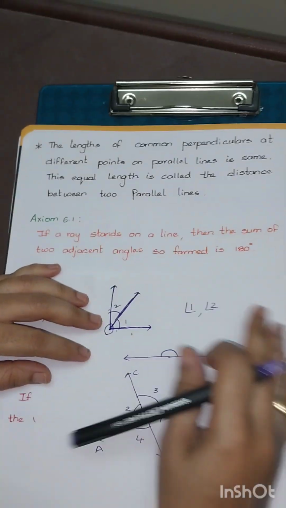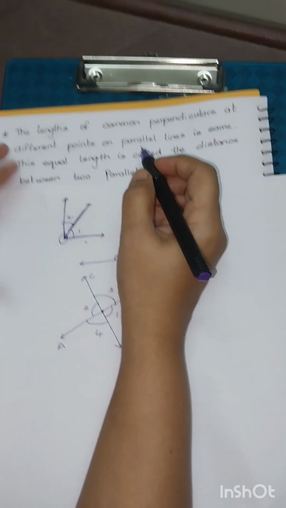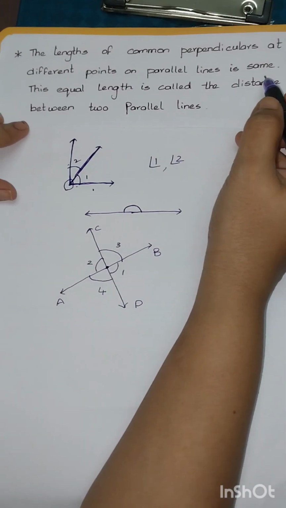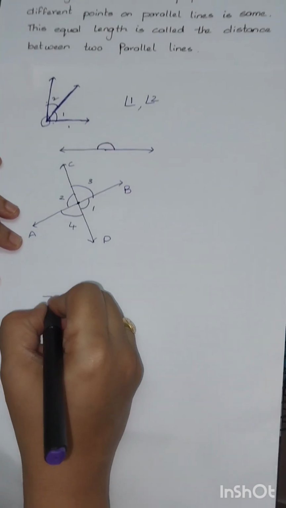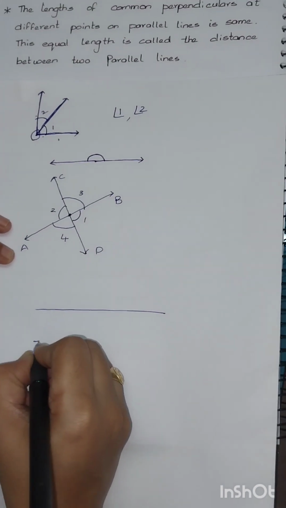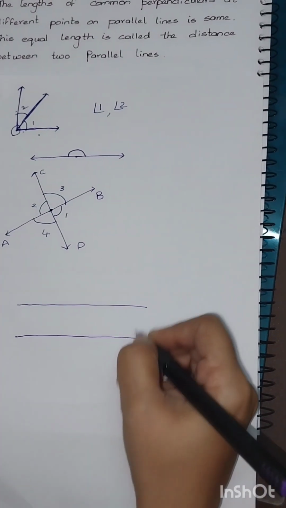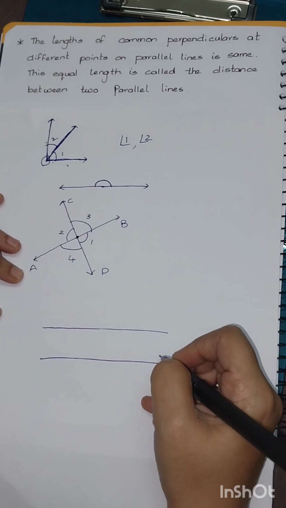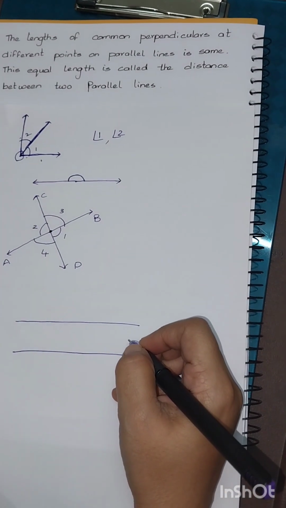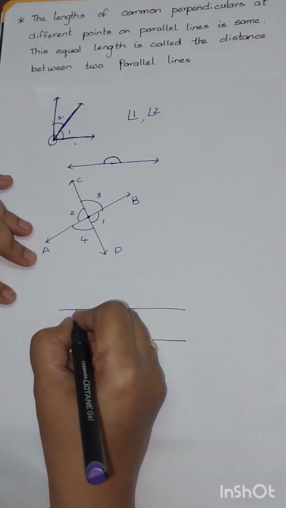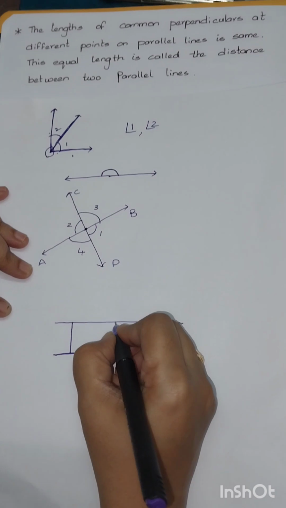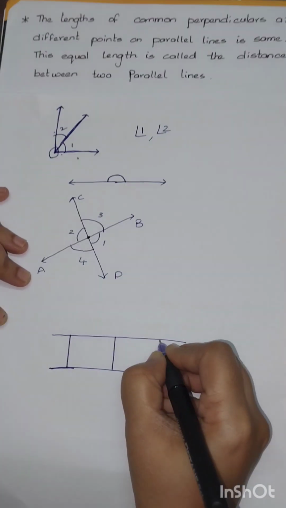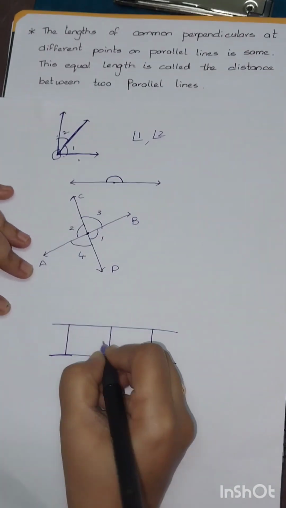Now, the lengths of the common perpendiculars at different points on parallel lines is the same. See, let's have a parallel line. This is one parallel line. This line is parallel to this. These two are parallel lines, right? The lengths of common perpendicular. See, let us draw one perpendicular to this. This is a perpendicular to this line, okay? And this is a perpendicular to this line. And this is a perpendicular to this line. So, I have drawn three perpendiculars.